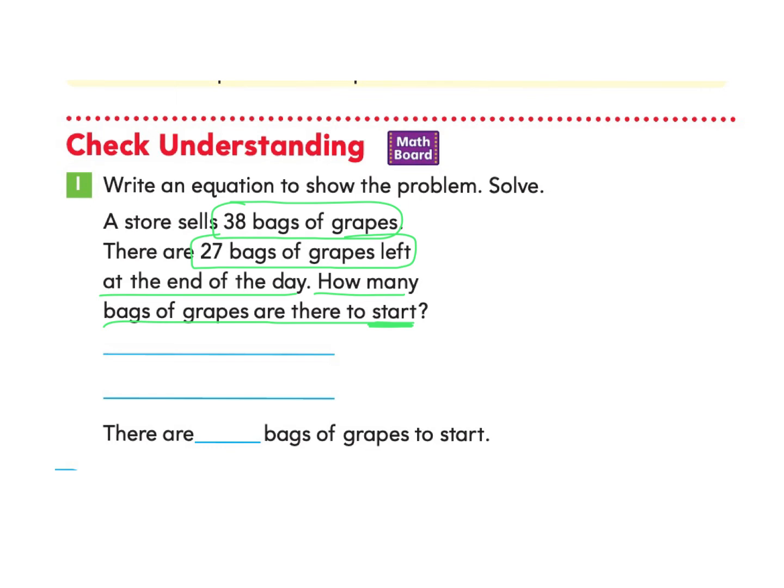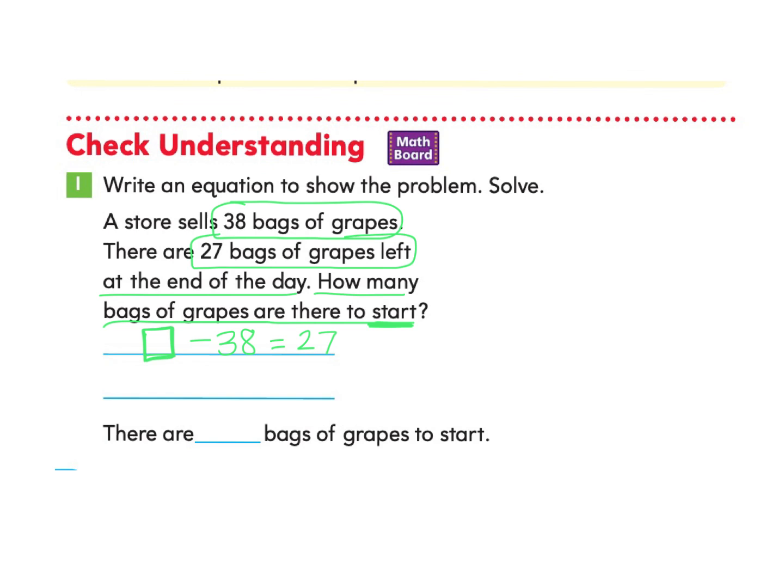So what we're looking for is to find how many bags of grapes there are at the start, the total amount of grapes. So I am going to make that the unknown number. I don't know what that number is, but I do know that the store sells 38 bags of grapes, and after the end of the day, there are 27 bags of grapes left. So I'm going to take away that 38 bags of grapes because we were told that's how many bags they sold. And then at the end of the day, I know there's going to be 27 left. So I'm going to write 27 at the end.